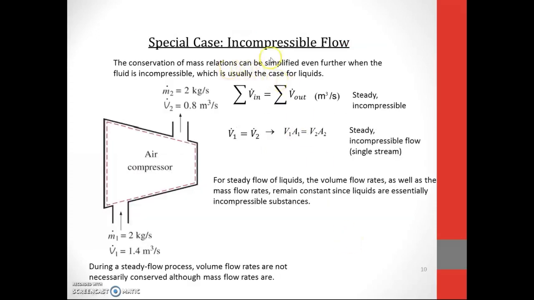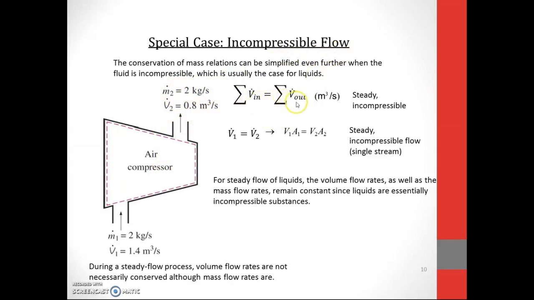Okay, special case for incompressible flow. The conservation of mass relation can be simplified even further when the fluid is incompressible, which is usually the case for liquids. So for example here, we have a mass flow rate of 2 kg per second and a volumetric flow rate of 1.4 meter cube per second. So this is the outlet.